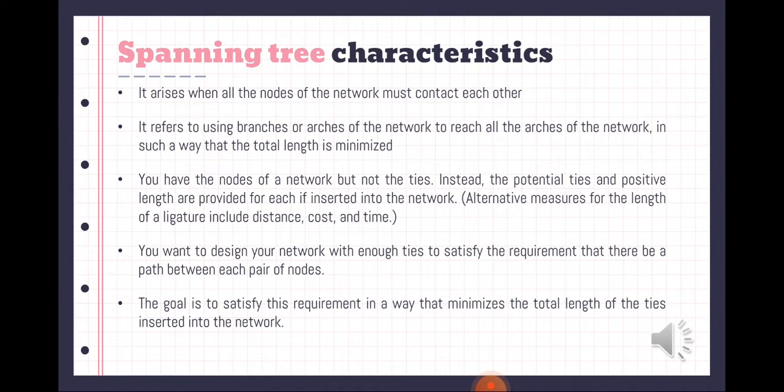You want to design your network with enough ties to satisfy the requirement that there be a path between each pair of nodes. The goal is to satisfy this requirement in a way that minimizes the total length of the ties inserted into the network.